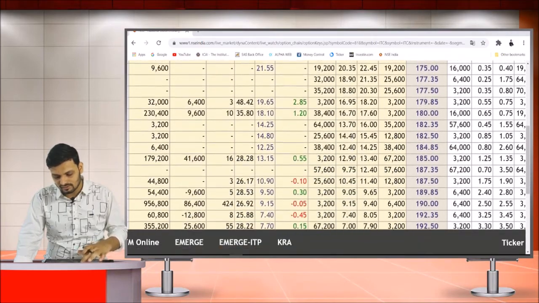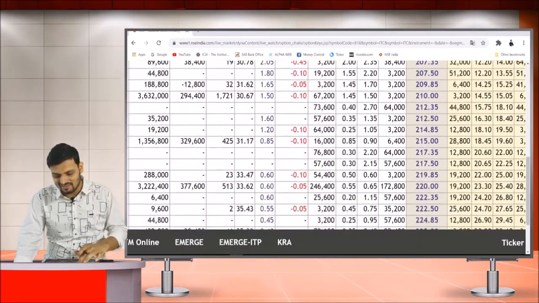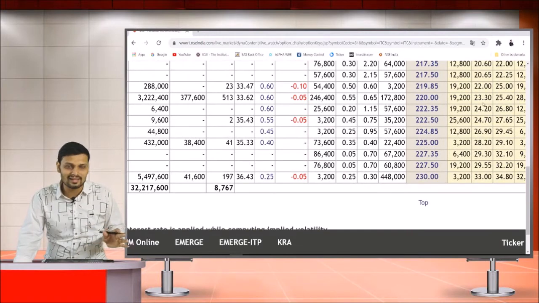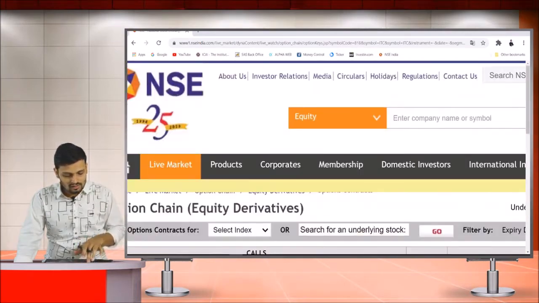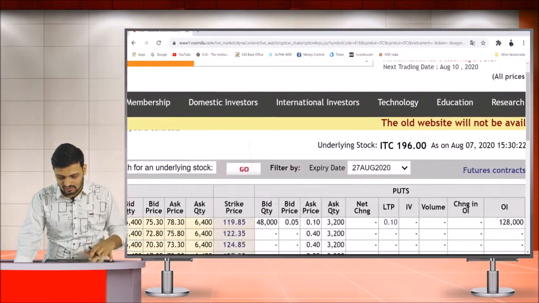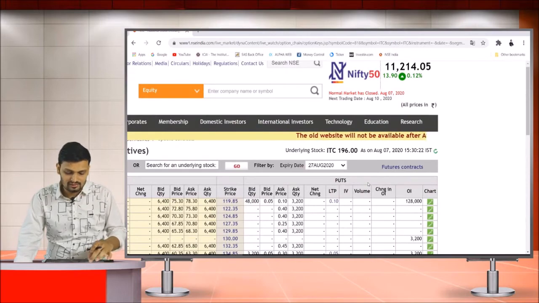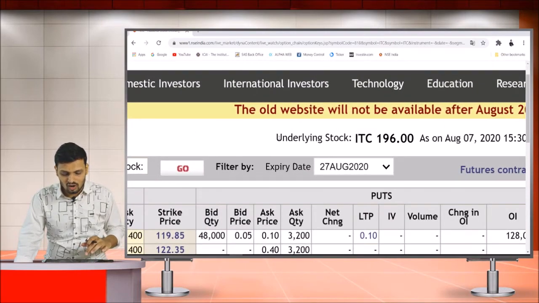on going like this. Now if you are just taking it without understanding all these, you will be blank. It goes on till 230. What is the current market price of ITC? Have they given you that? Yes, they have given. Underlying stock.